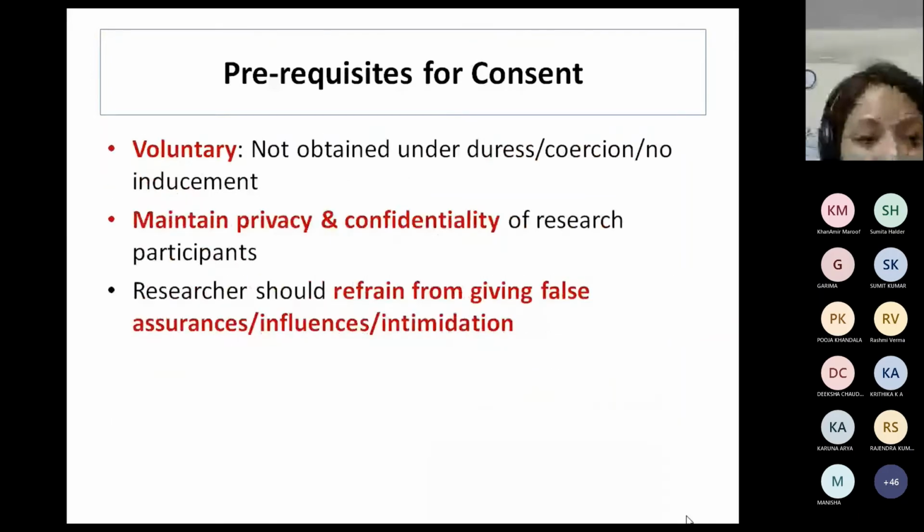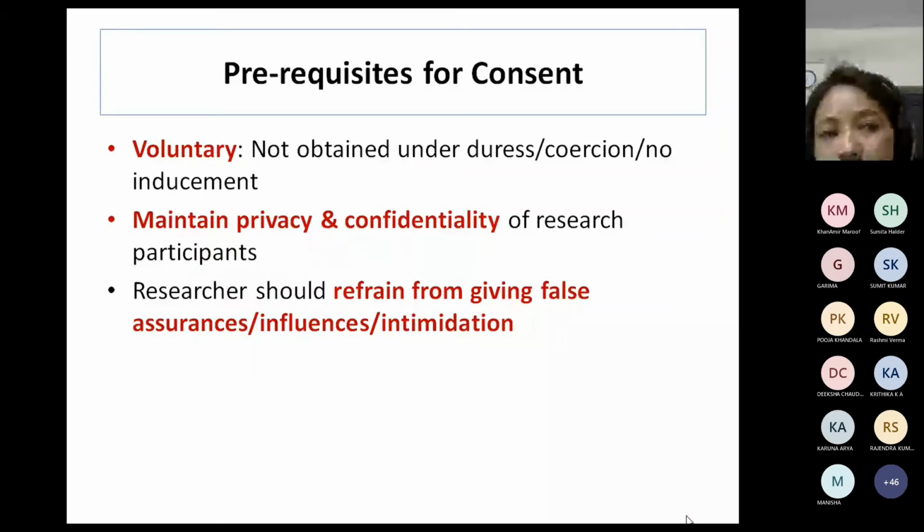It's always a voluntary consent. You cannot, under any circumstance, put pressure on the participant for inducement into your research. It is important that you maintain the privacy and confidentiality of all research participants, and under no circumstances should you give false assurances or intimidate the participants.